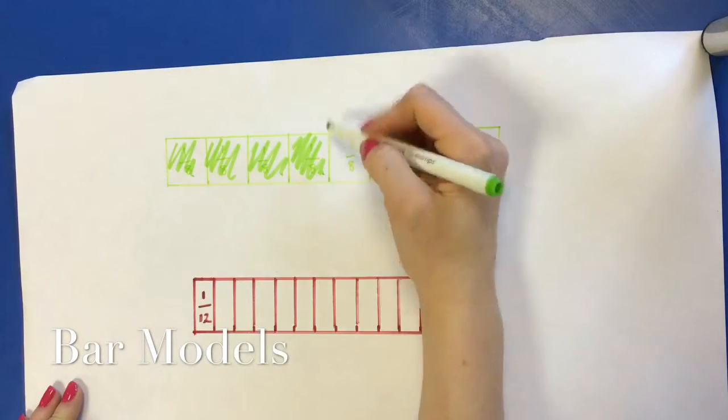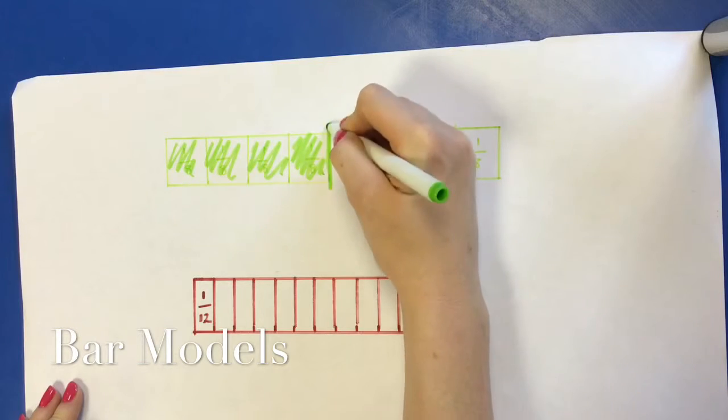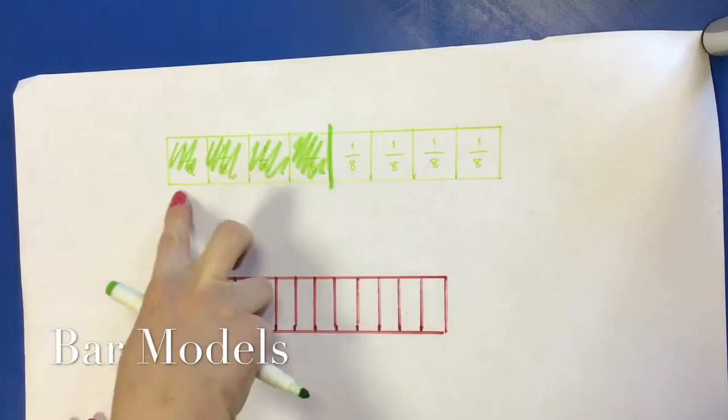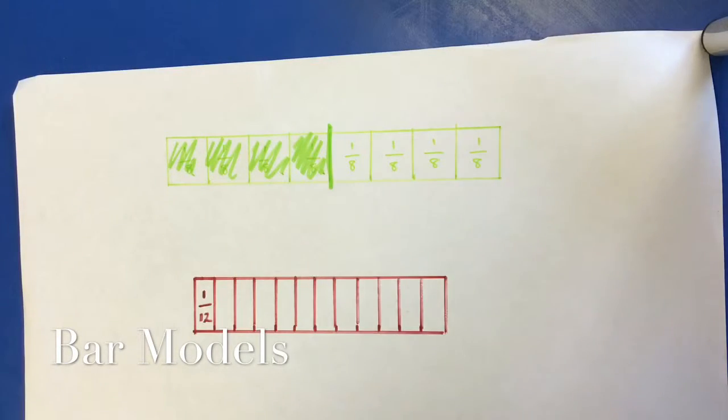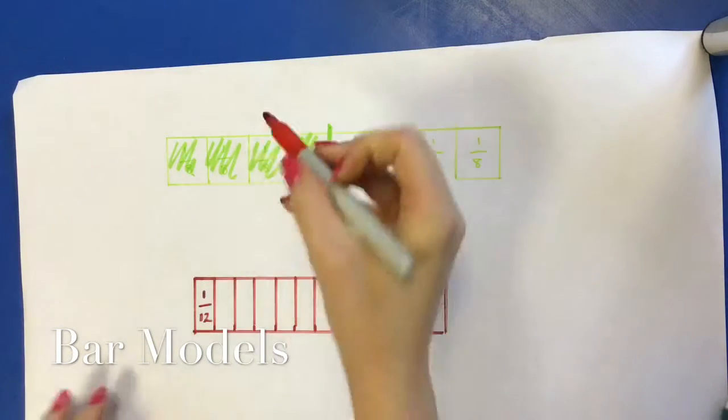Now if I draw a halfway line along that bar, I can see that 1/2 of the bar is the same as 4/8. Or maybe in a different colour, I might choose to draw out my quarters.